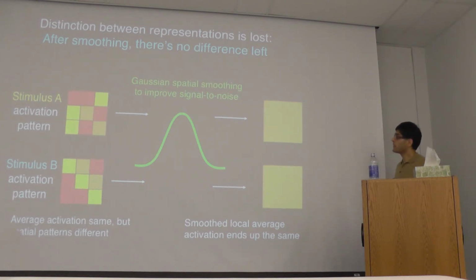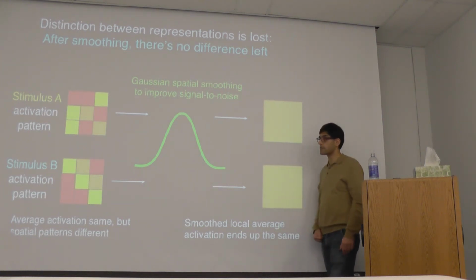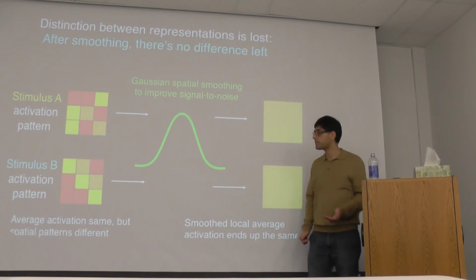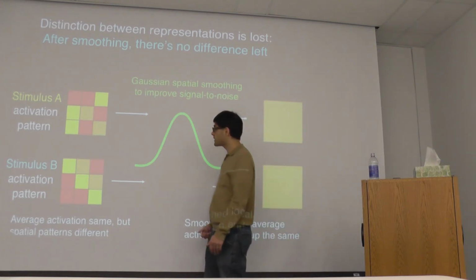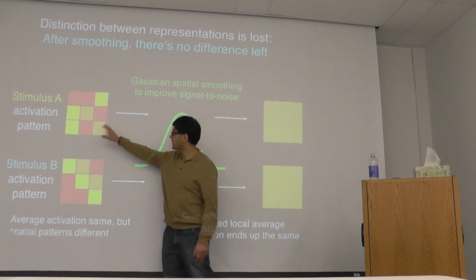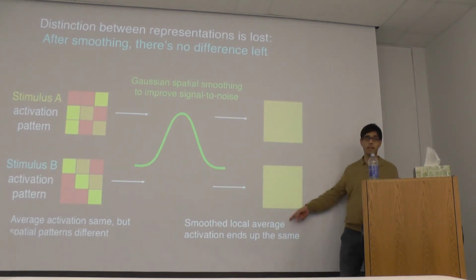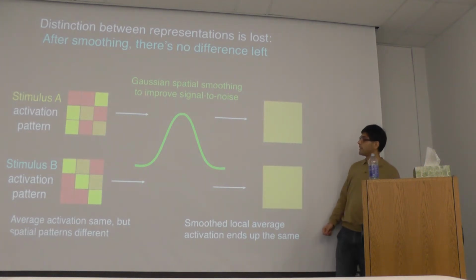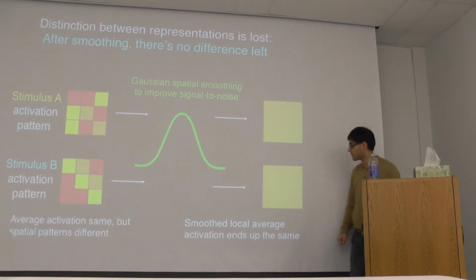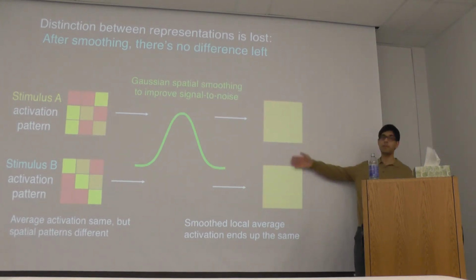The problem with that is, well, averaging can be quite good for getting rid of noise, but how do you know you're only getting rid of noise? You might be getting rid of signal. What even is signal? What even is noise in this case? It's not necessarily clear. So if I calculate the local average activation, because I just jiggled the squares around a bit, they come to exactly the same thing. So here's the average activation for stimulus A, here's the average activation for stimulus B. I can subtract one from the other, and there's no difference whatsoever.